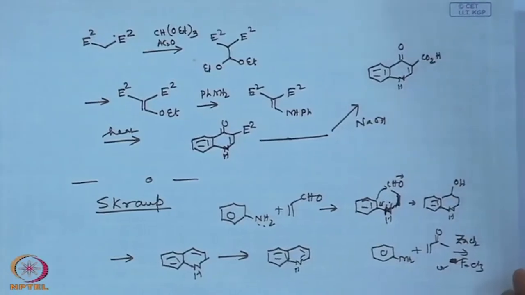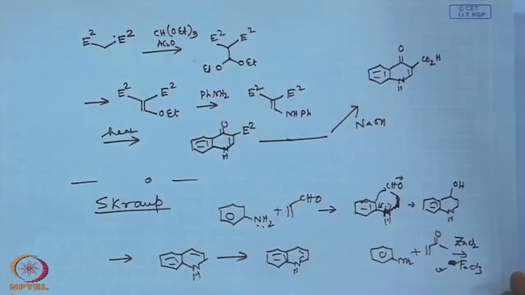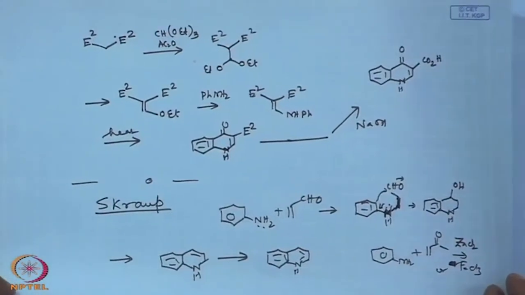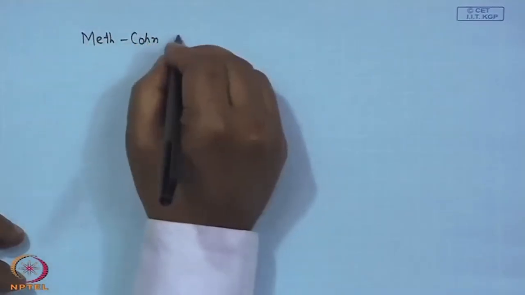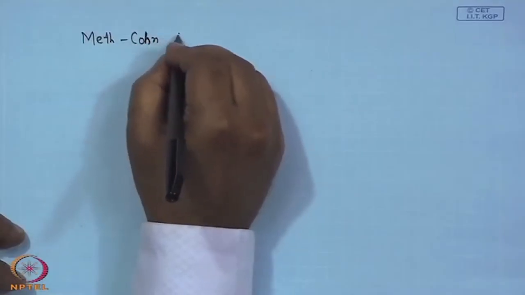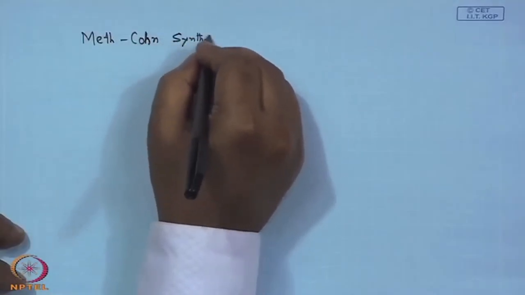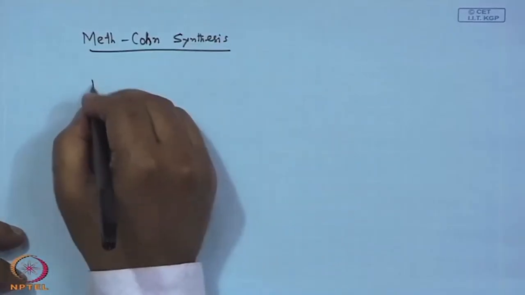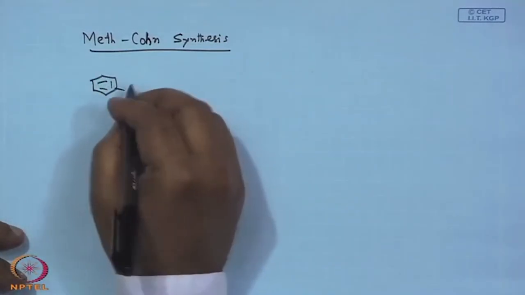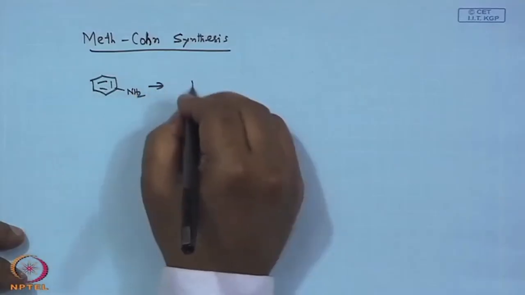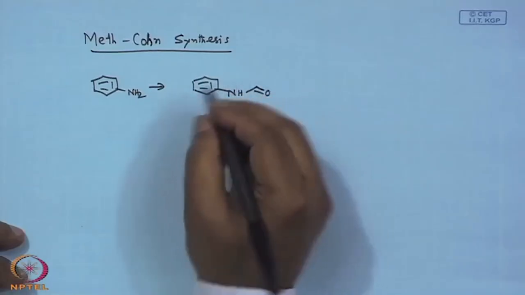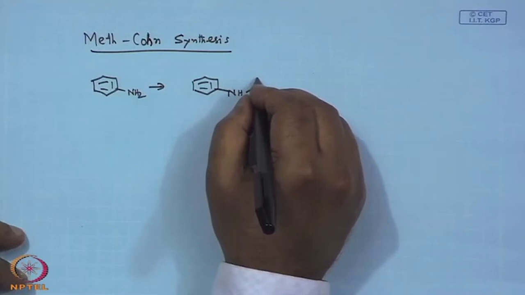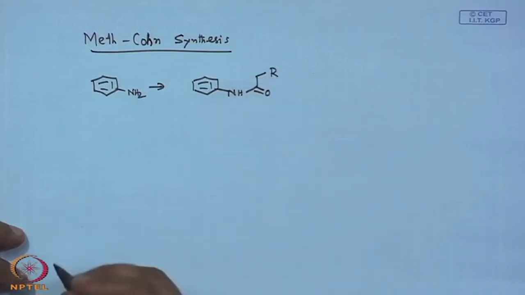There is one more, on the basis of the utilization of aniline, that is a little different, that has a name called methcone synthesis. It starts from again aniline, but in a stepwise manner. You develop the quinoline synthesis, take the aniline first, then do the acylation, standard protocol. Standard protocol acylation means you will have the corresponding acetic anhydride and these.